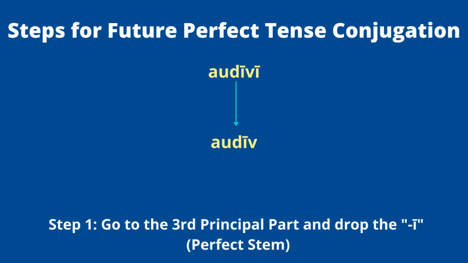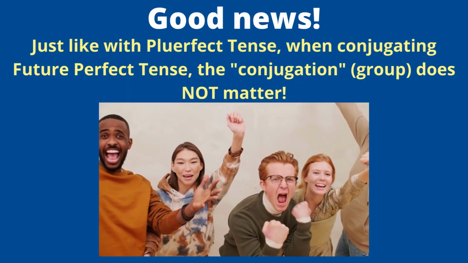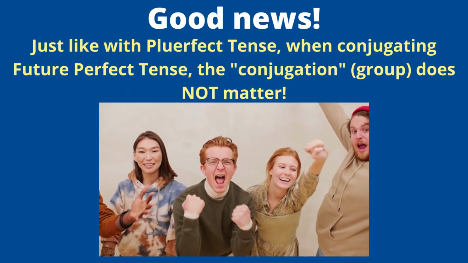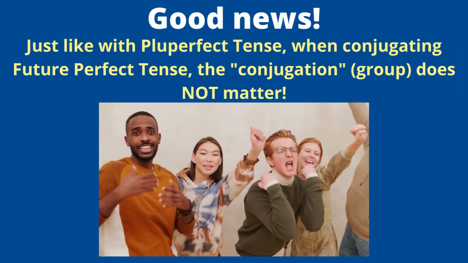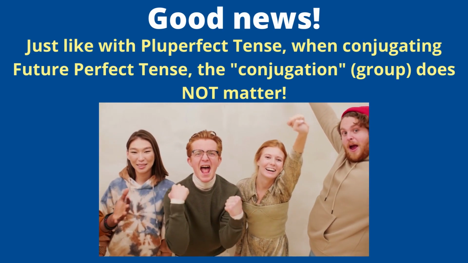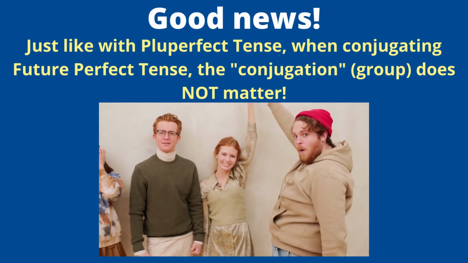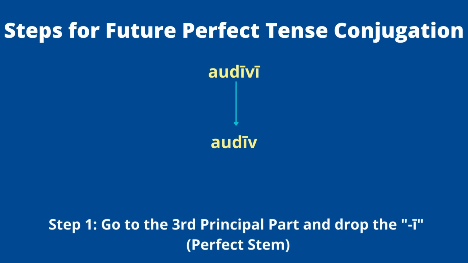So step 1 is you go to that 3rd principal part and you drop the long I. You've seen this example a bunch of times now because perfect, pluperfect, and future perfect are all doing the same thing. They start with that perfect stem, the 3rd principal part without the long I. And again, just like with pluperfect tense, the future perfect has no bearing with conjugation. So in other words, what group or conjugation your verb is does not impact this at all. They all do the same thing. 3rd principal part, drop the long I. You don't have to worry about anything else. Okay, so there's no vowel flips, anything like that. Just get that perfect stem and you're off and running. Okay, which is good news for us, by the way.